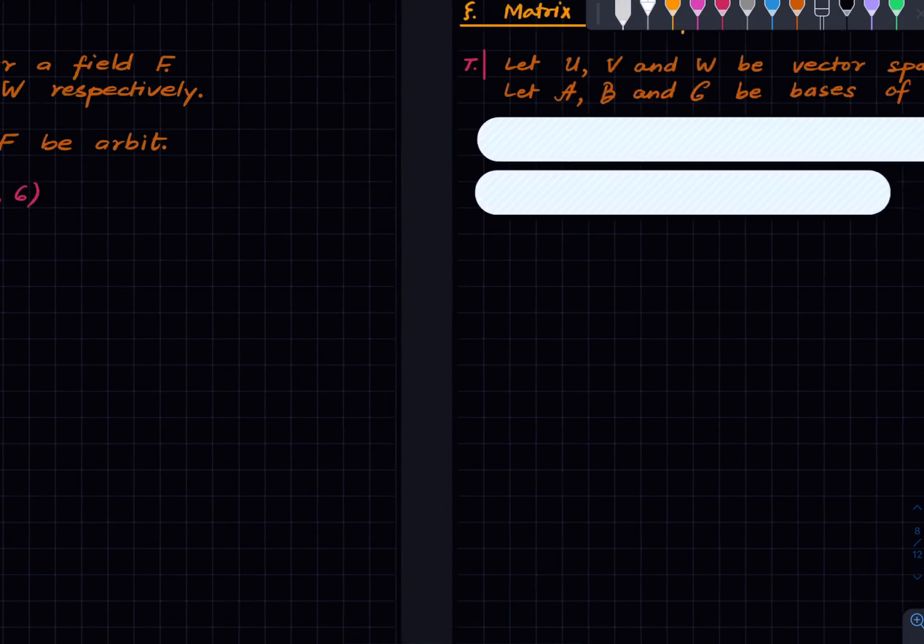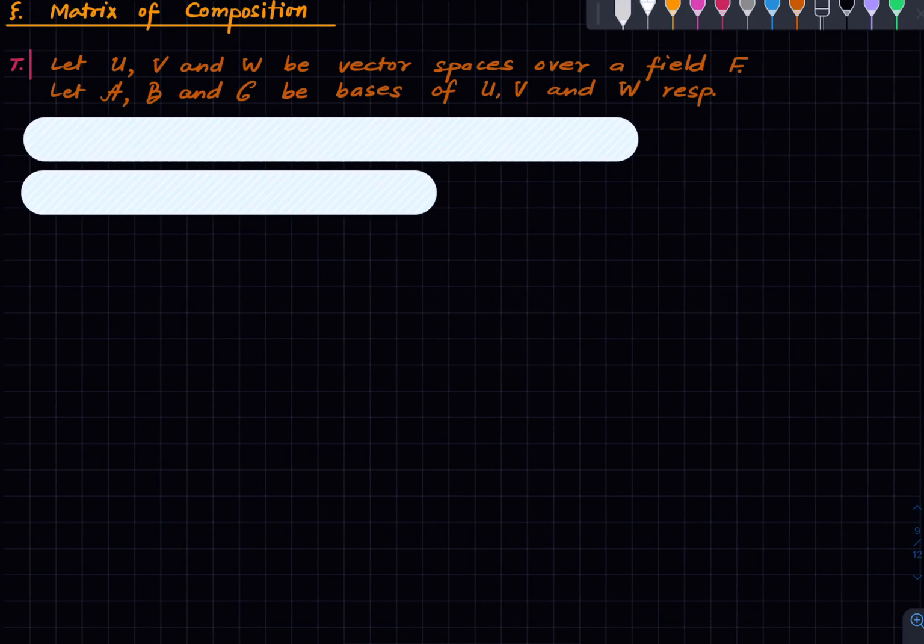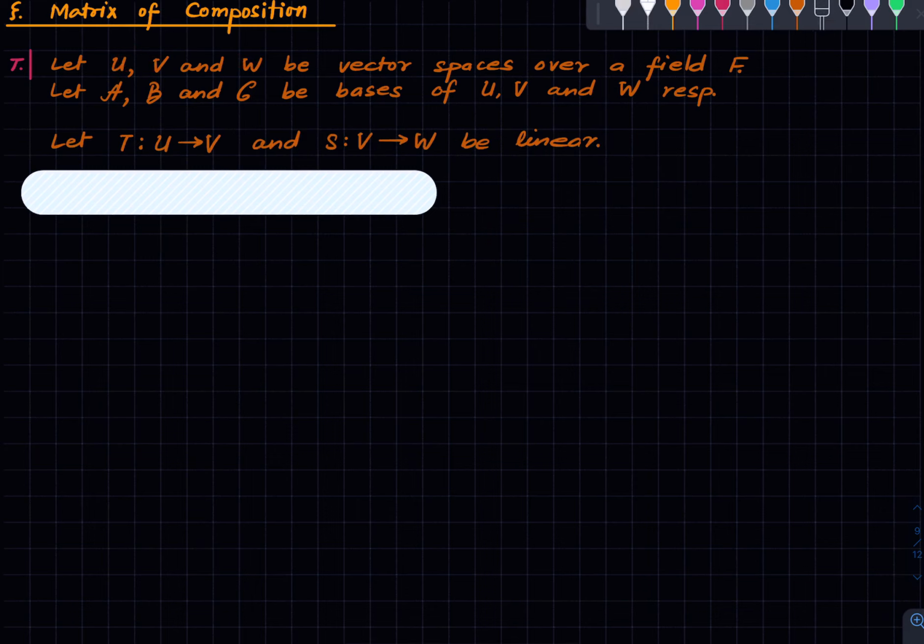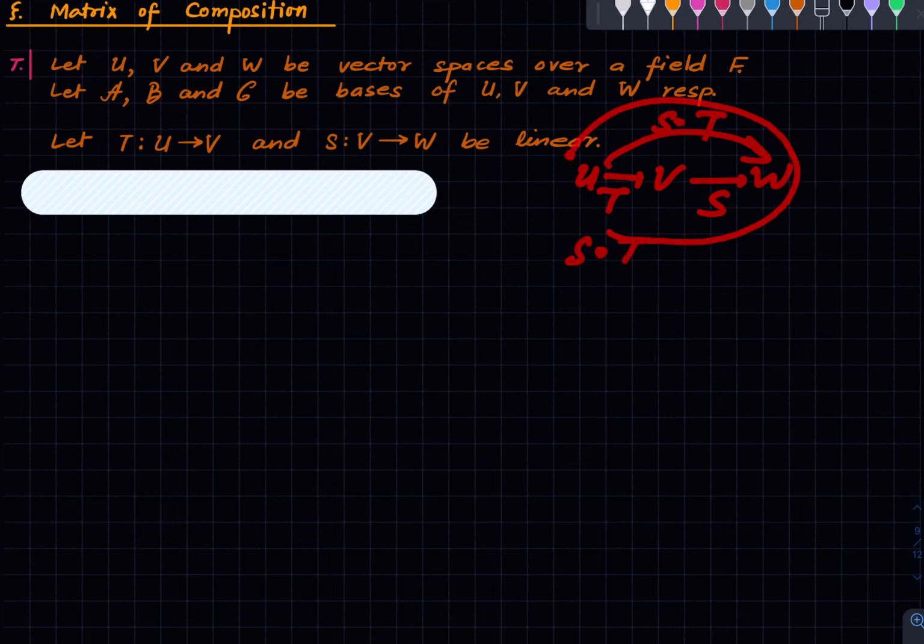Finally, we will explain the reason for that funny definition of multiplication of matrices. Fix three vector spaces U, V, and W all over the same base field F. Fix three bases A, B, and C respectively for U, V, and W. And let's say T and S are linear maps. T is from U to V and S is from V to W, so that one can compose the two. You can form this composition U, V, W. This is T, this is S. So this is S composed with T, that thing.